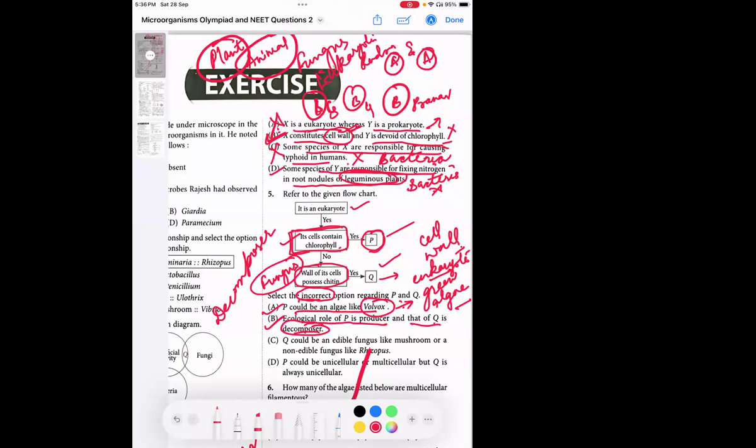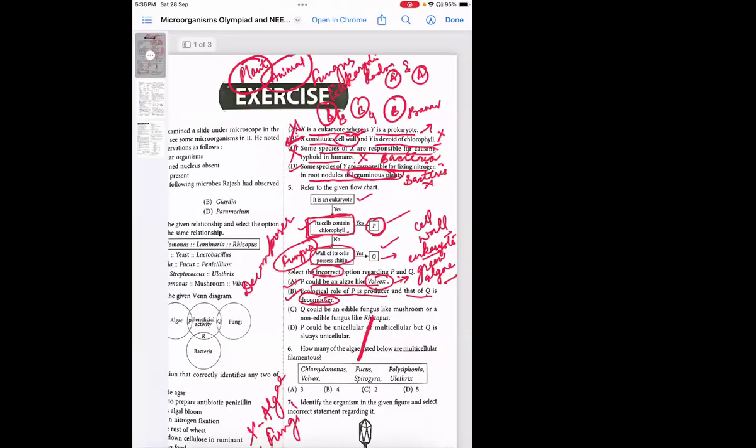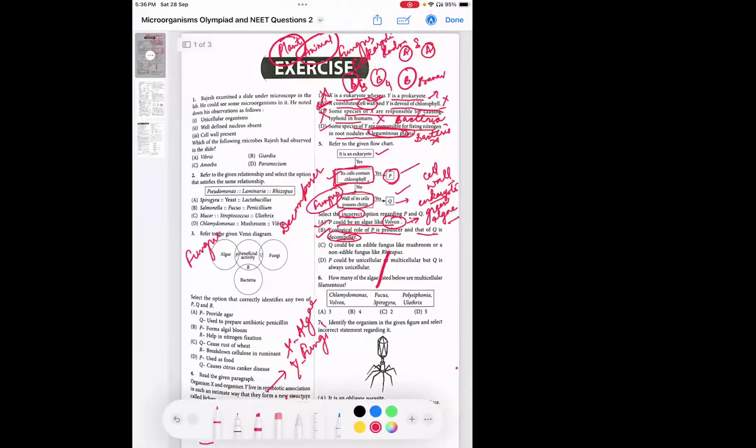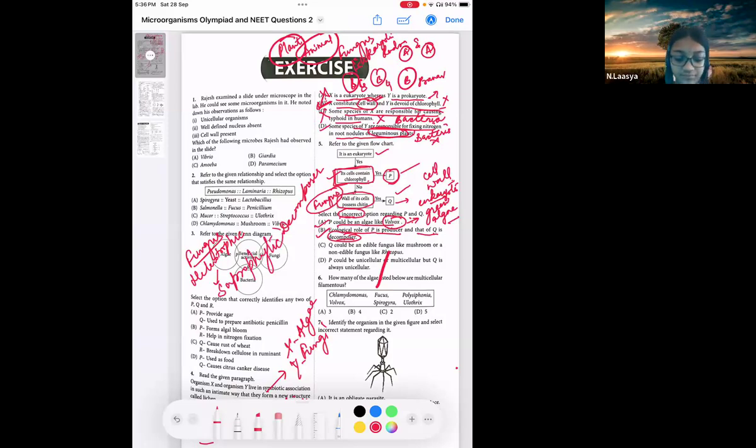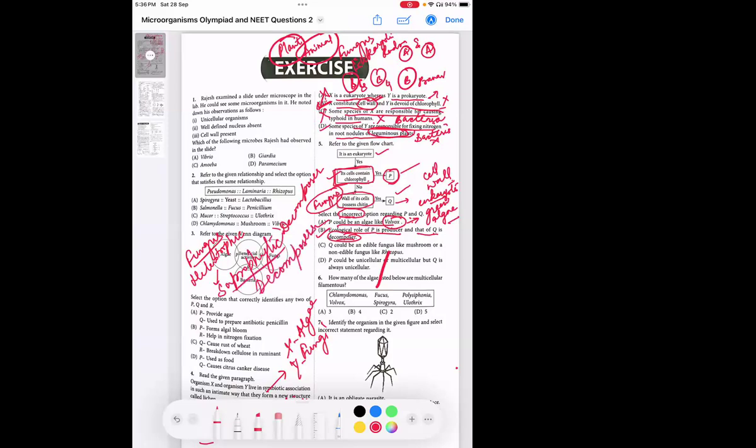When we talk about the fungus, a few things you should know. Fungus is basically heterotrophic, the major category. And among the heterotrophs, they are saprophytic. Saprophytic means they feed on dead and decaying organisms. The other name of saprophytic is decomposers, and both mean the same: they feed on dead and decaying organic matter.